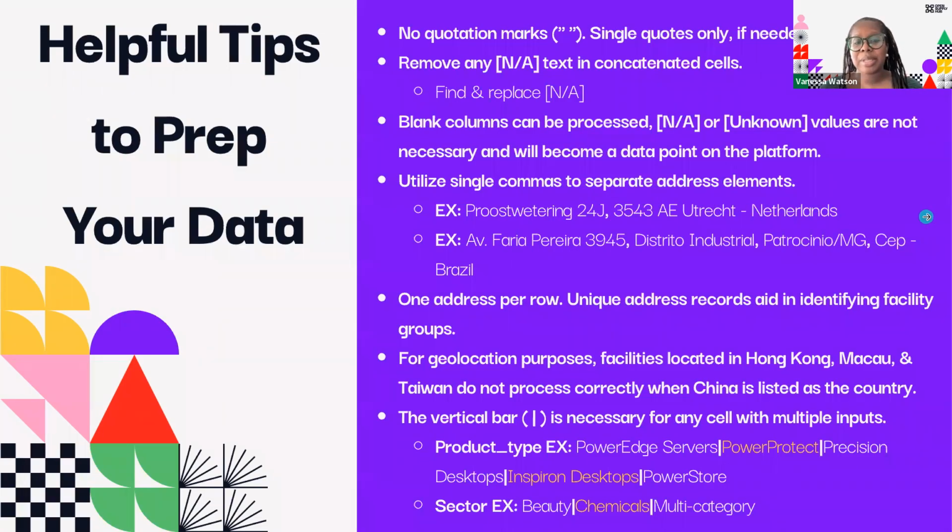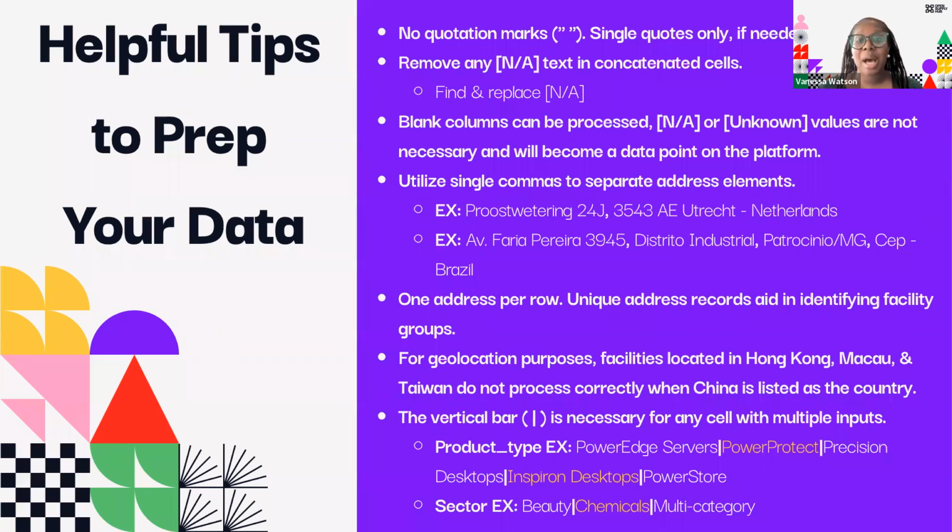For some helpful tips in prepping your data, Mariel will touch on this later, but through the upload process, information is uploaded and then the list is reviewed. Some of these tips here will prevent your list being returned to you and then having to make adjustments and re-upload. So try to streamline the process. So one call out is no quotation marks. Single quotes are allowable if necessary for your information, but quotation marks will cause an error. We ask that you search and find and replace any NA values that may occur from when you are concatenating your data and pulling that together for your upload submission.